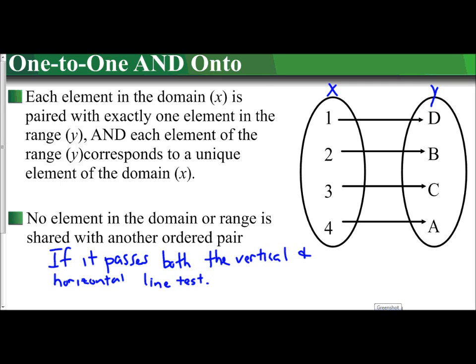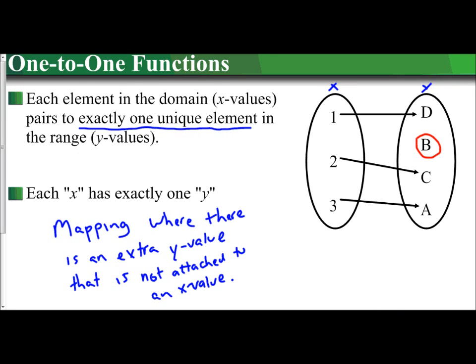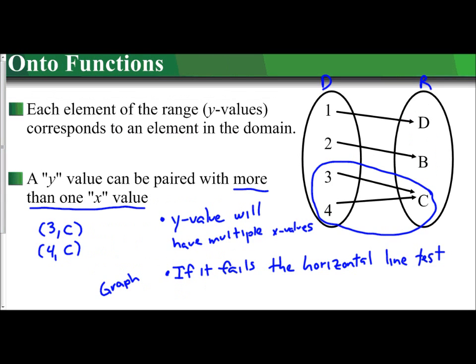Let's go over briefly the characteristics of each. So one-to-one means each x is paired with exactly one unique element in the y. However, you'll have an extra y that is not paired up with an x. This is going to occur in a mapping. There's no way to plot a y point without an x point attached to it. So we're going to see more one-to-one functions occur in a mapping for us than as a graph or a list of ordered pairs. An onto function means you're going to see a y value that is attached to more than one x. That's the characteristic you look for in an onto function.